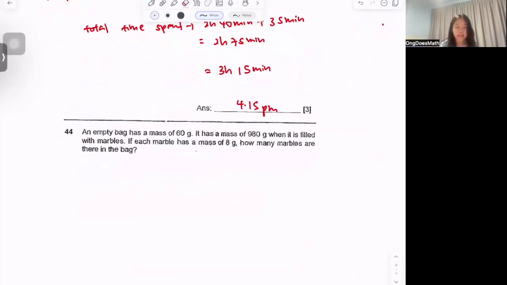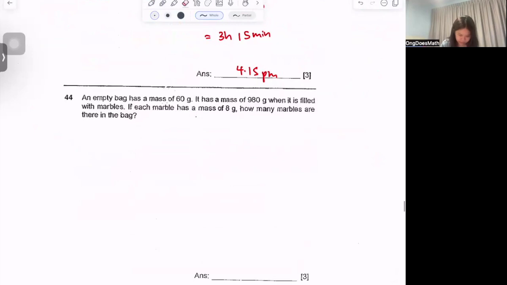An empty bag has a mass of 60 grams. It has a mass of 980 grams when it is filled with marbles. If each marble has a mass of 8 grams, how many marbles are there in the bag? So I have a bag, and inside got marbles.